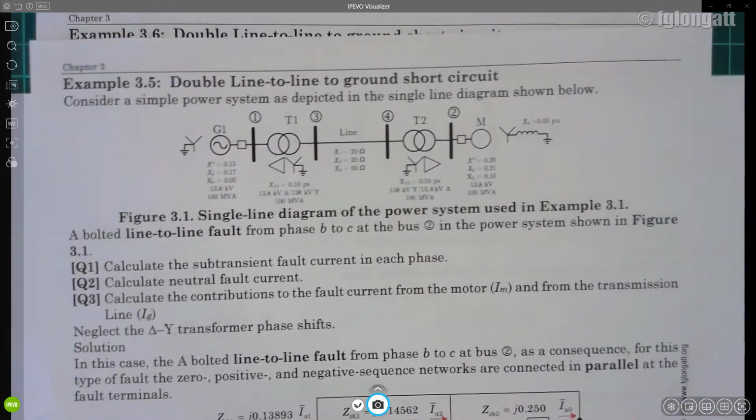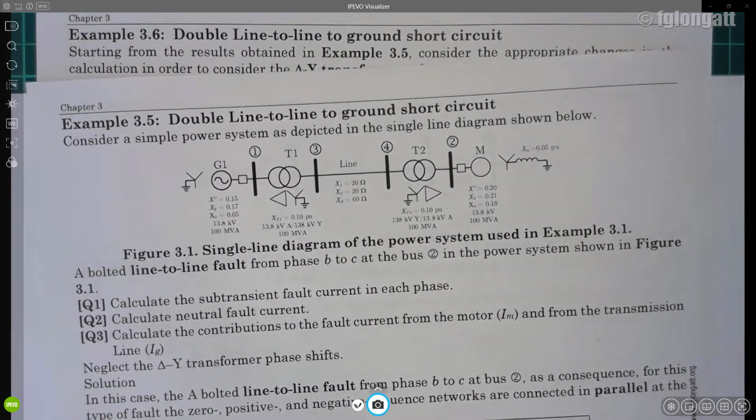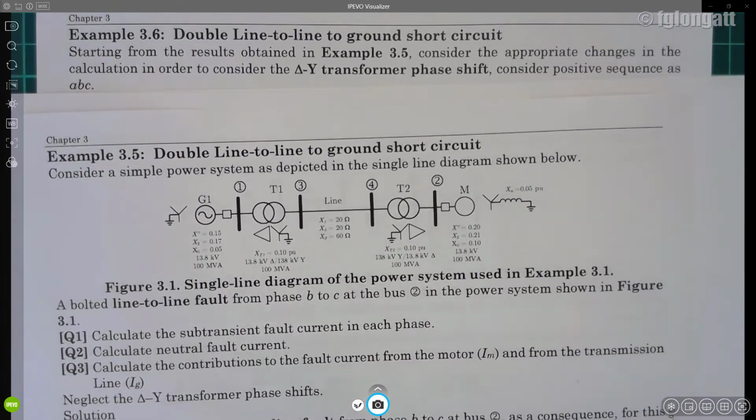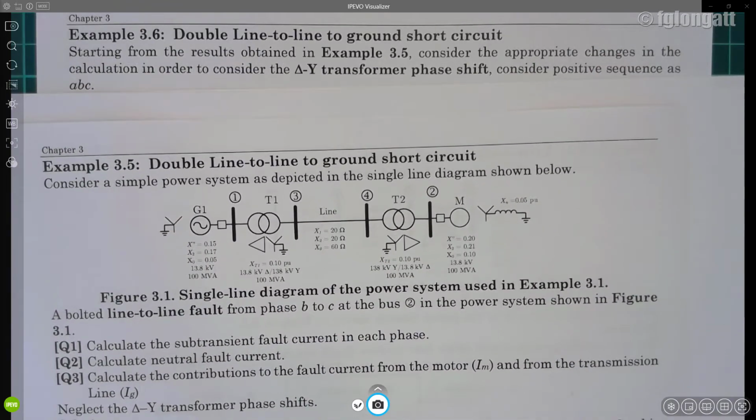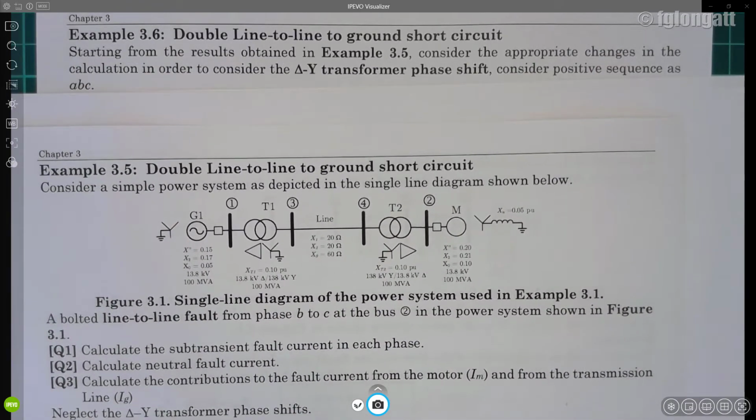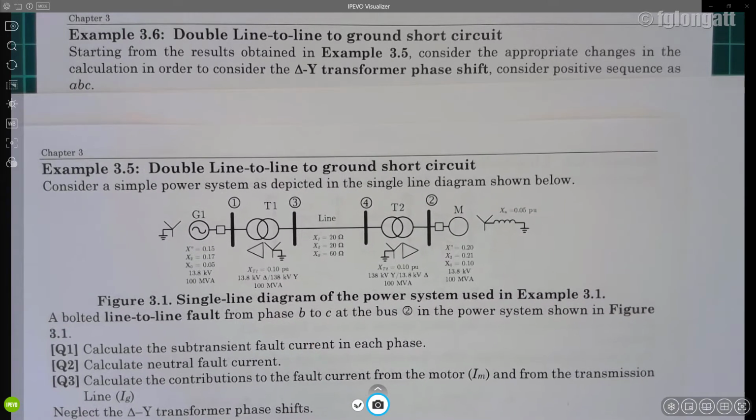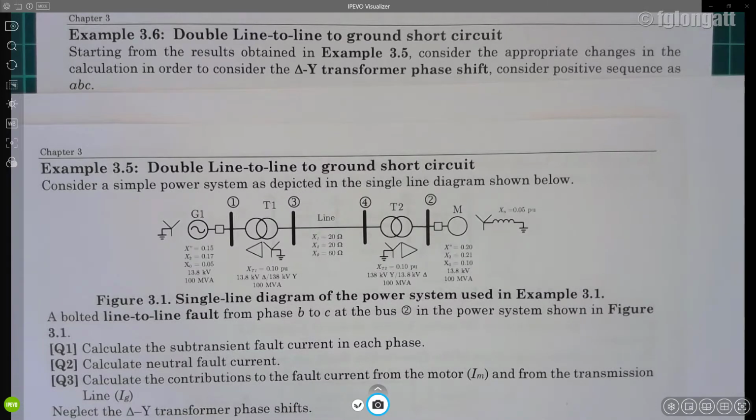If you didn't finish or didn't attempt to solve problem 3.5, please go back again and watch the video about the example 3.5 before attempting this. There are many reasons. One of them is there are many explanations over there about the short circuit contribution coming from the motor and the short circuit contribution coming from the generator.